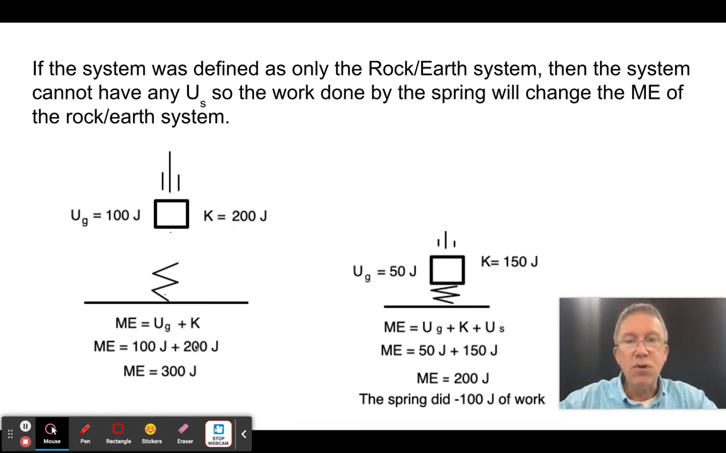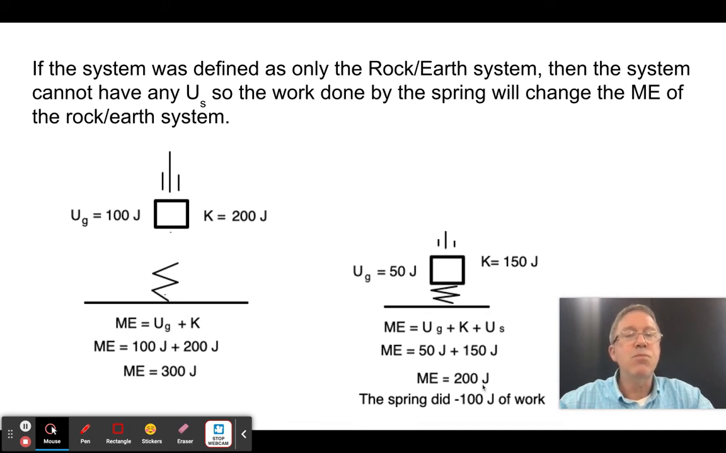Now the Earth and the rock are part of my system, but the spring is not considered to be part of the system. So therefore, the work done by the spring is going to be external to the system. Now this came down lower, so it's only got 50 joules worth of gravitational potential energy. It's slowed down. Now it only has 150 joules worth of kinetic energy. The mechanical energy of my system is now just going to be 200 joules. The mechanical energy went from 300 to 200.